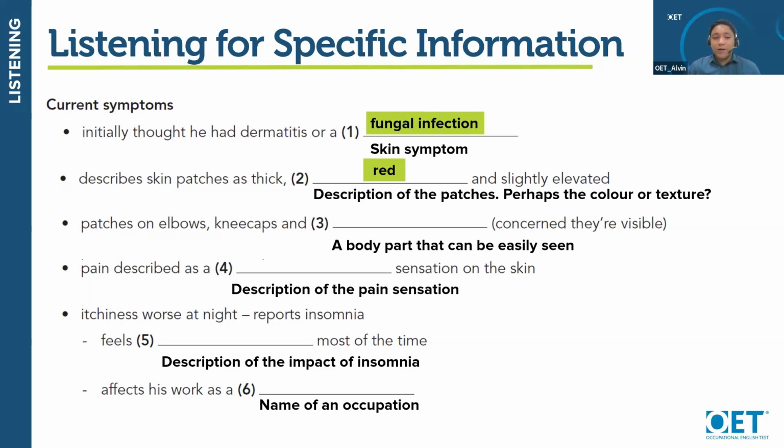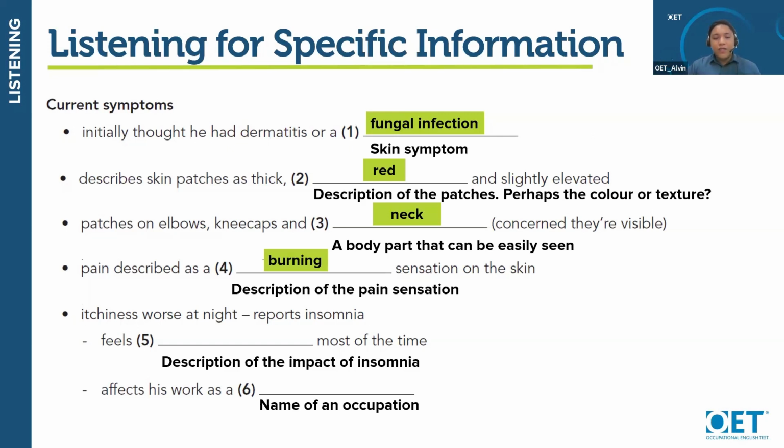It talks about the color. Patches on elbows, kneecaps, and earlier we anticipated that it could be a body part that can be easily seen. So that is neck. So I think Nigel McNess is very conscious because maybe other people might see the skin disease, right, or skin illness on the neck. So 4th, pain described as burning. So this is a description of the pain. How does the pain feel? So maybe it's burning, it's painful, right?